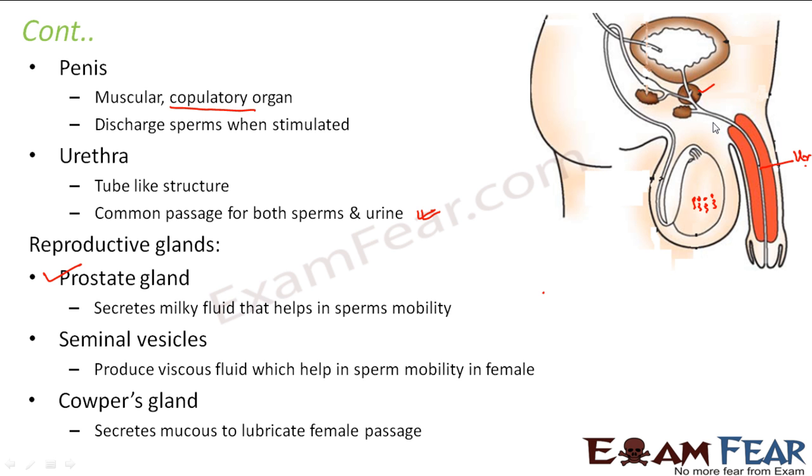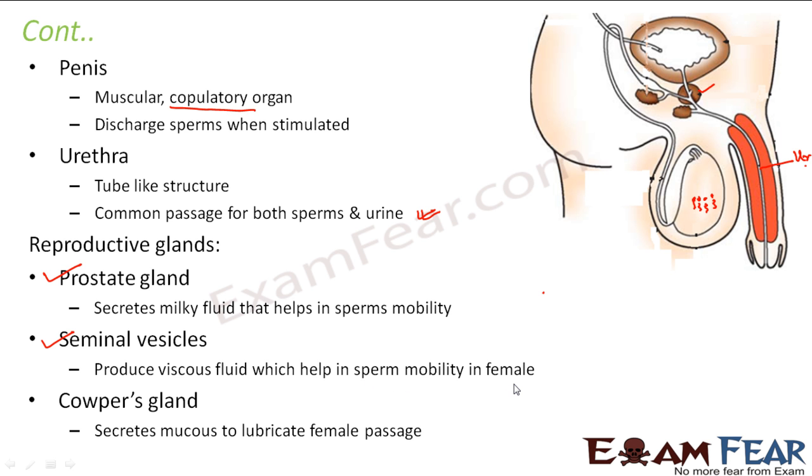Now, in order to increase the mobility of the sperm, the prostate gland secretes a fluid which is milky in color. Now, when you have some fluid along with the sperms, this fluid will actually help in the movement. As the fluid flows, it will carry the sperm along with it. So it helps in the movement of the sperms along the tubes. Next is the seminal vesicles. What do they do? They produce a viscous fluid which helps in sperm mobility in the female.